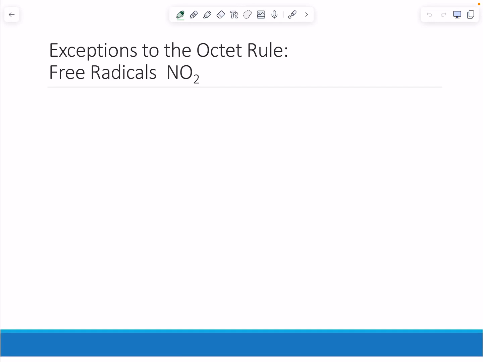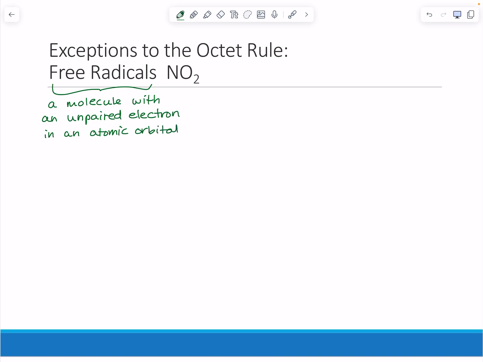All right, so NO2 is what we call a free radical, okay? And a free radical is a molecule that has unpaired electrons in it, okay? So it's a molecule with an unpaired electron in an atomic orbital, okay? So that means we have at least one orbital that's half filled, right? So we'd have something like that in one of the orbitals.